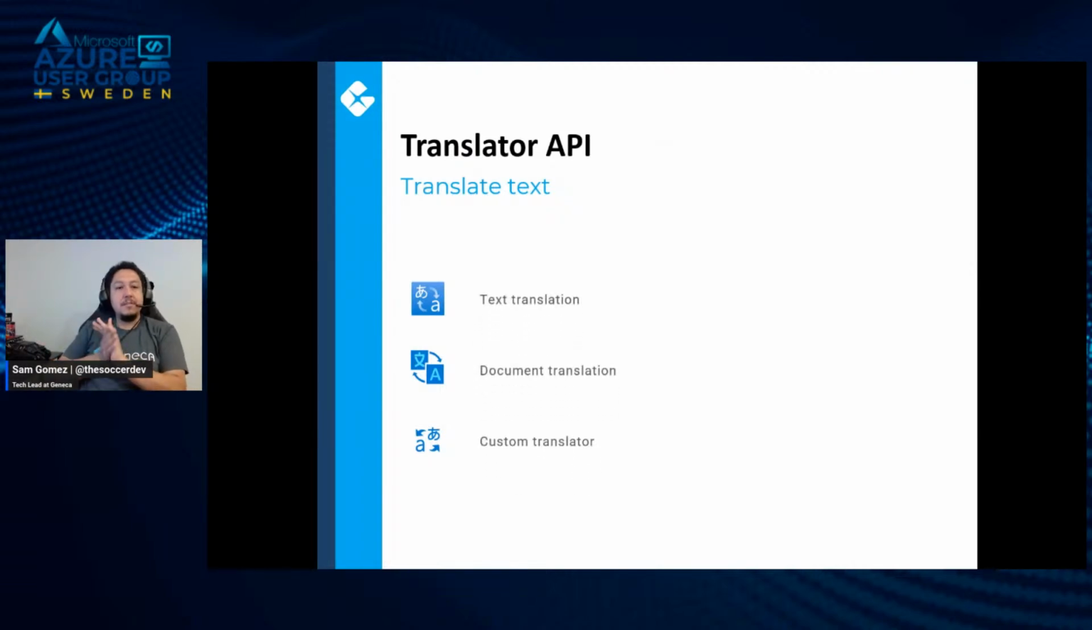Finally, in the translator group, we have the text translation, we have document translation, and you can build or you can customize the translator as well. If, for example, one of the languages that you're working with is not supported by the API by default, then you can create your own if that's something that you need.